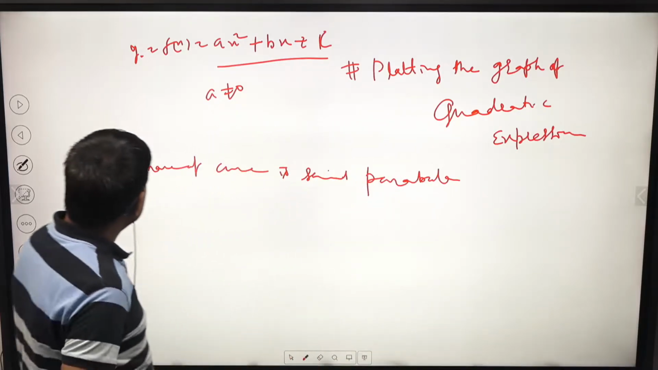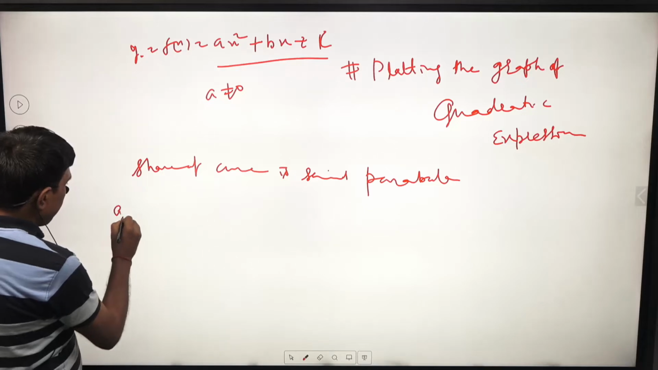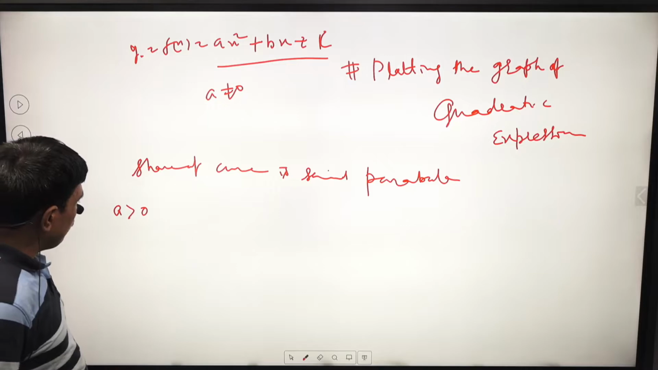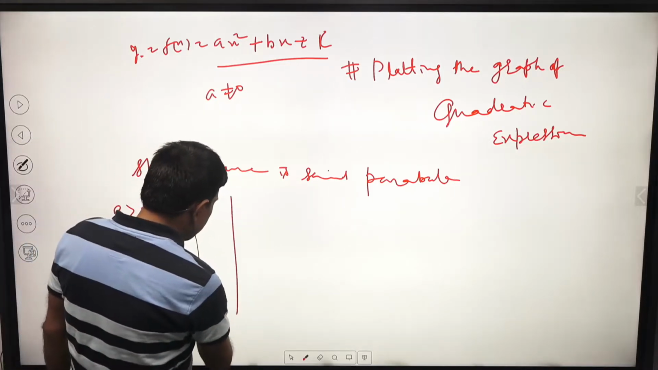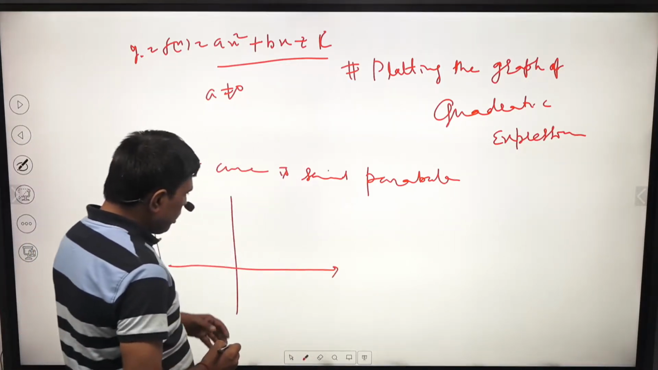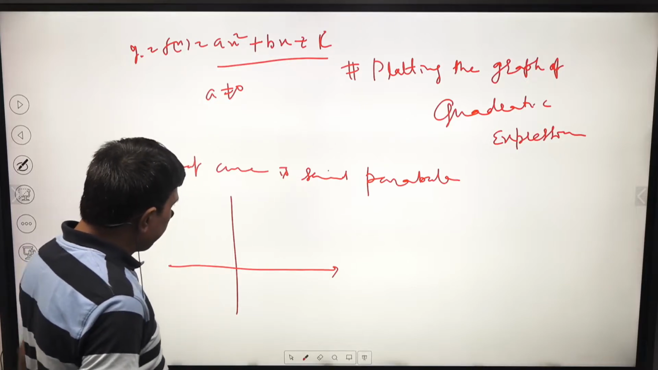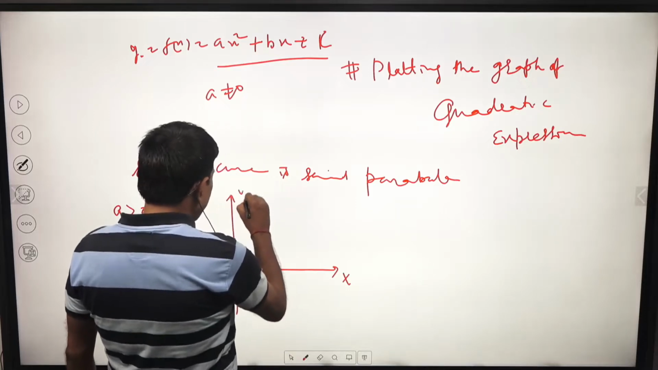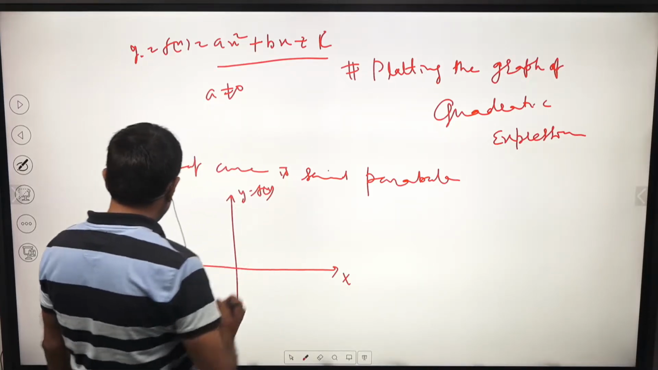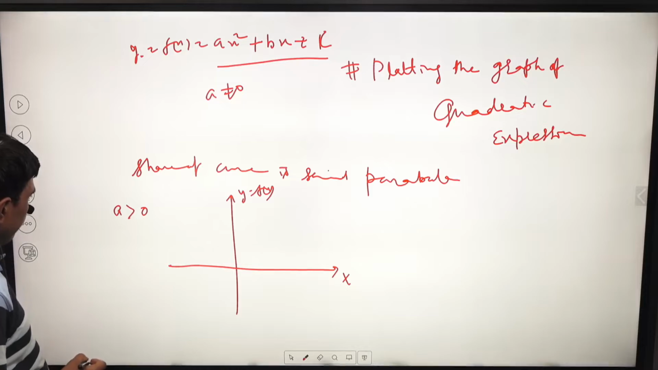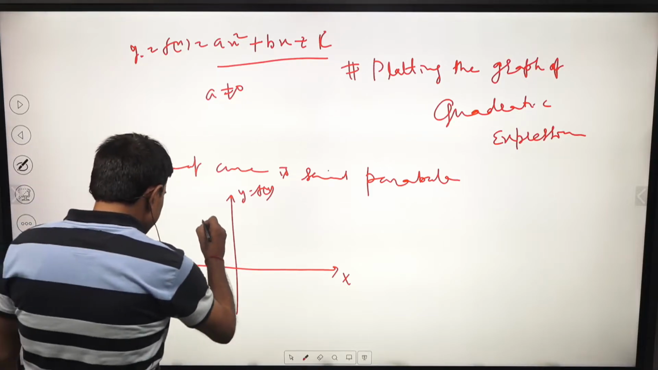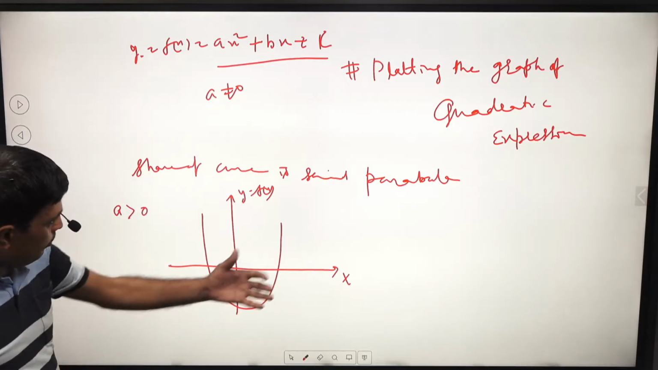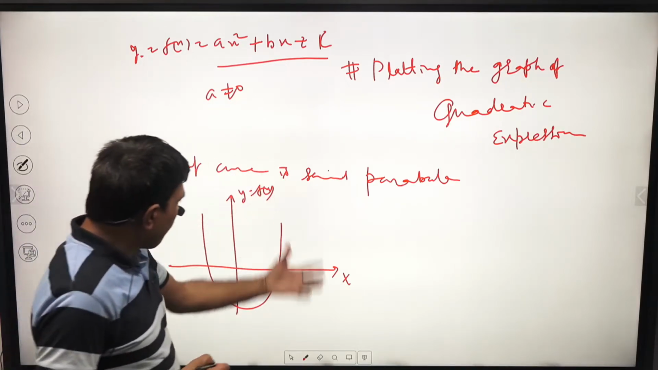Okay. So suppose a is greater than 0. Then the standard curve of a parabola opens upward. This is the x-axis, this is y equal to f of x. So a greater than 0 means the curve shape will be open upward.